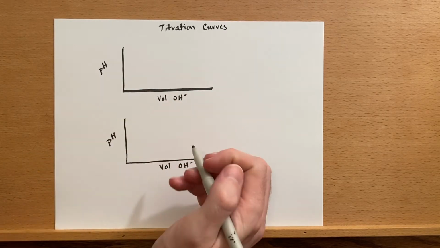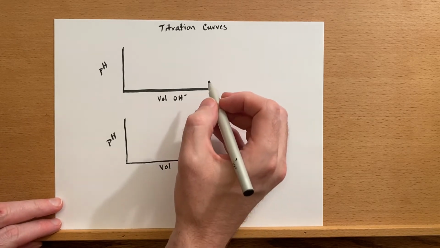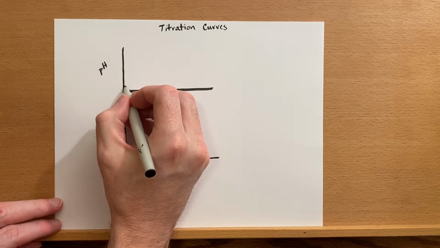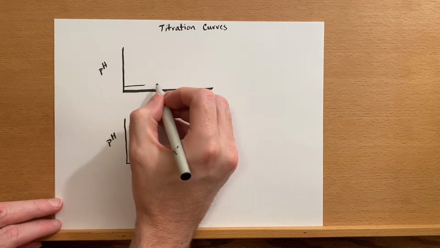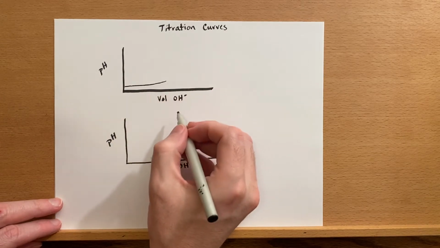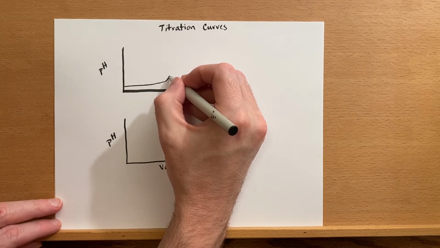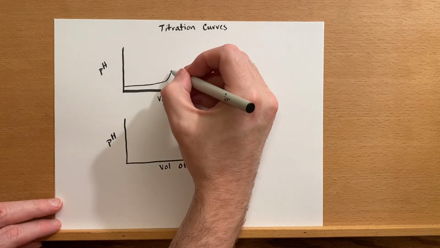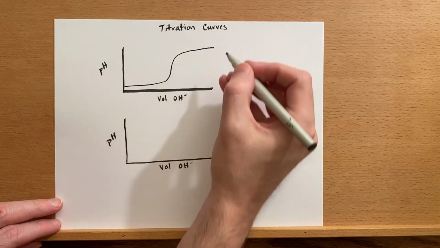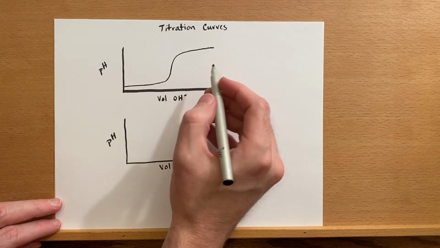So let's draw the shape of a strong acid, strong base titration curve. It starts off at a very low pH and it's fairly flat. It goes up a little bit, and then when we hit the equivalence, or we get very close to the equivalence point, the slope drastically increases, and then after the equivalence point it kind of levels out at a very high pH.